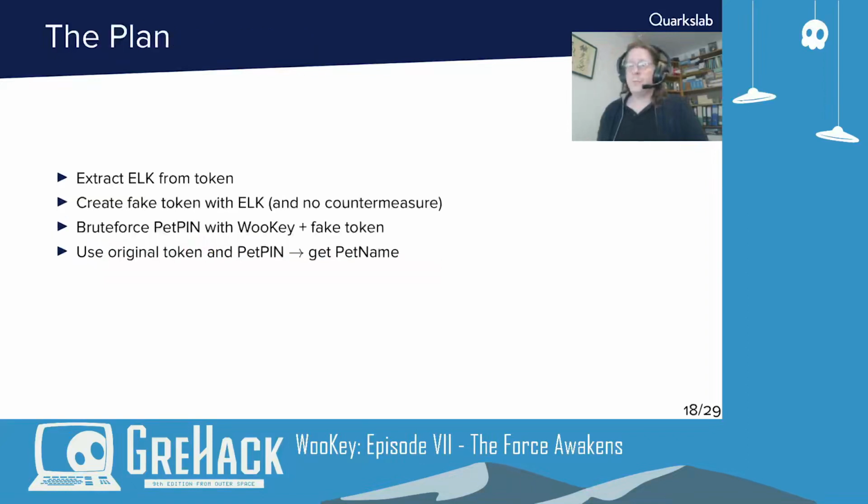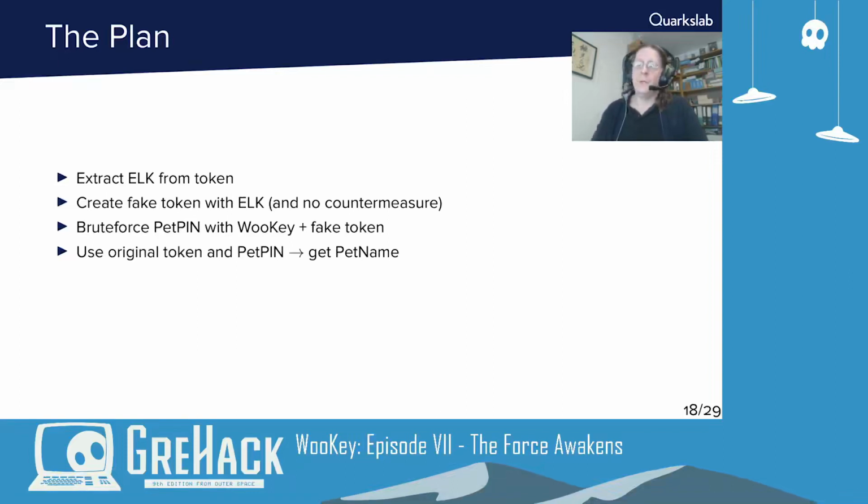What can you do with that? Once you get the ELK, the idea is to create a fake card for the WooKey where we could disable the countermeasures present in the real token. I told you the token limits the number of pins you can try, and it has even an additional countermeasure where there is an increasing delay every time you try a wrong pin. This is the type of countermeasure you have in some passports as well.